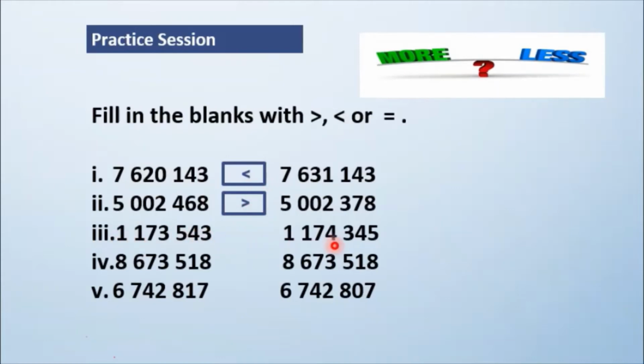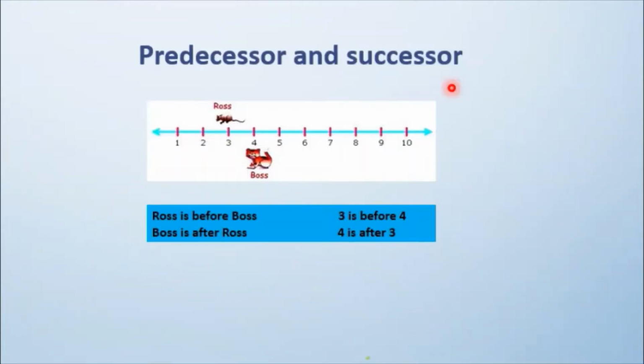Now we will solve the third one. This number is less than this. Like this. Now come to the next one. We can easily see that all the digits of both numbers are the same. So both the numbers are equal. And in the last blank, this number is greater than this. So students, I hope you all understand this and can use these symbols very well.